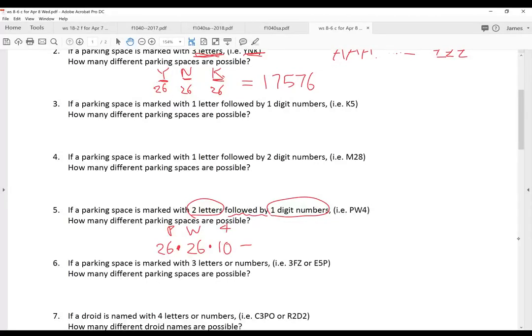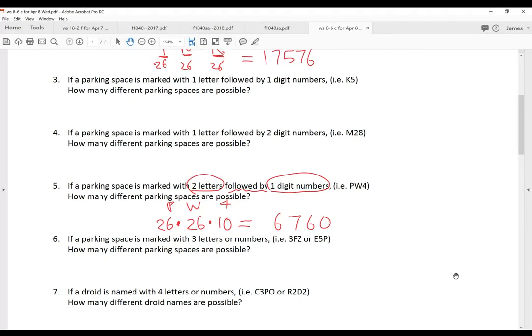And then the answer, if you put it in a calculator, so 26 times 26 is 676, times 10 is 6,760. Different ways, different parking spaces. Okay, so we're assuming that you don't name same parking space with the same, twice. Okay, let's try number 30.